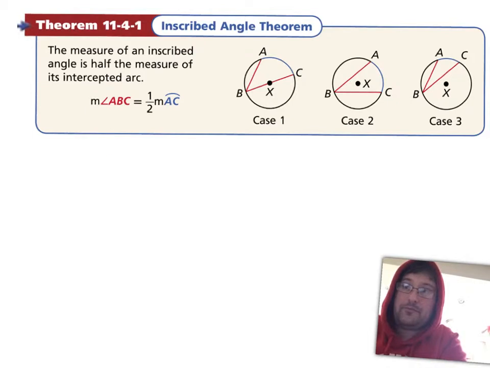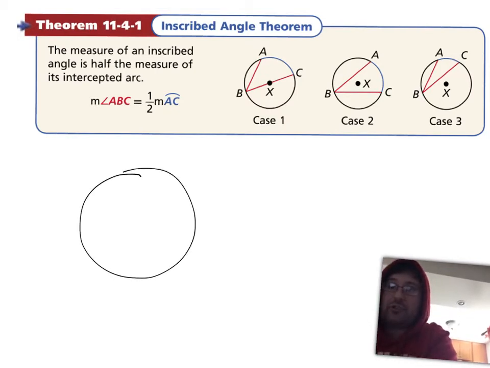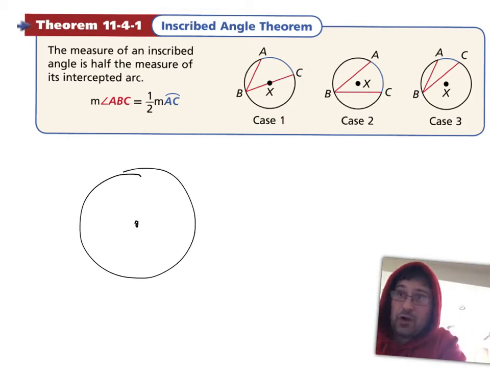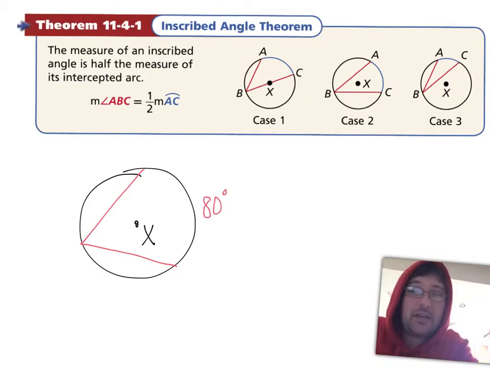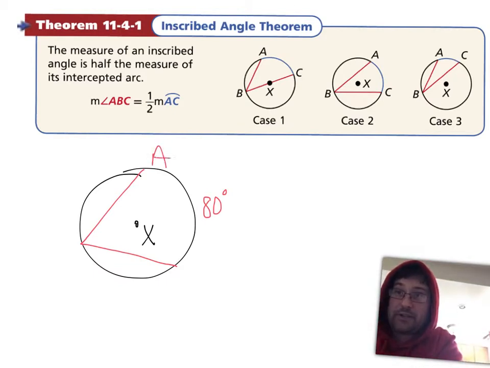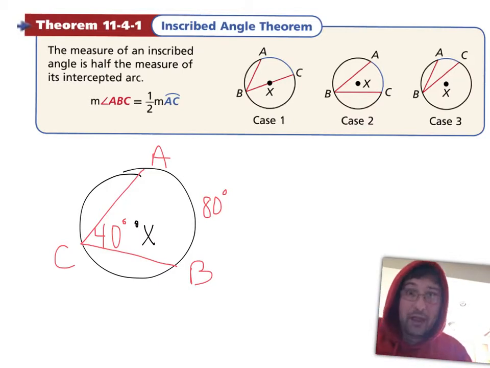Now here's our rule. The measure of that angle is half the arc. That's it. So the measure of angle ABC in all of these cases is half whatever the arc is. So let's just say I have a circle. In that circle, let's call the center X, circle X, and we have this angle, and I say the arc is 80 degrees. If the arc is 80 degrees, and let's say that arc is AB, then that means angle ACB would be 40. The inscribed angle is half of the arc, 80 degrees.